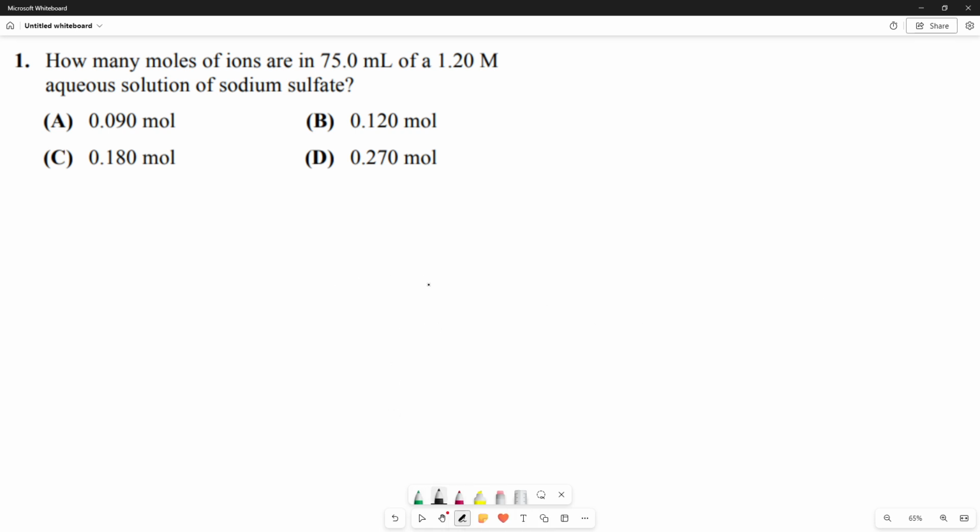Okay, this is USNCO Locals 2024, question 1. It says, how many moles of ions are in 75 milliliters of a 1.2 molar aqueous solution of sodium sulfate? So sodium sulfate is Na2SO4, because SO4 has a charge of 2 minus, and Na has a charge of 1 plus. So 2 Na would have a total ion charge of 2 plus. So these cancel out.